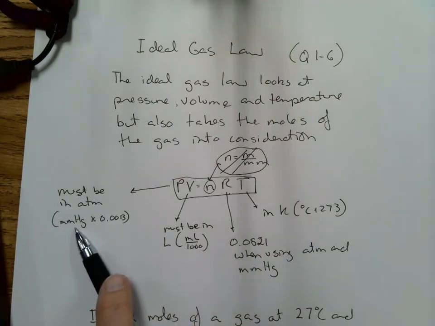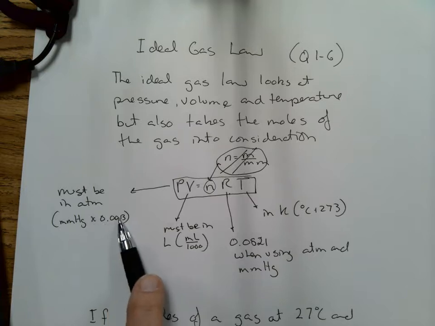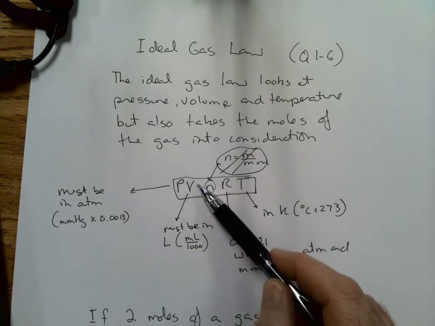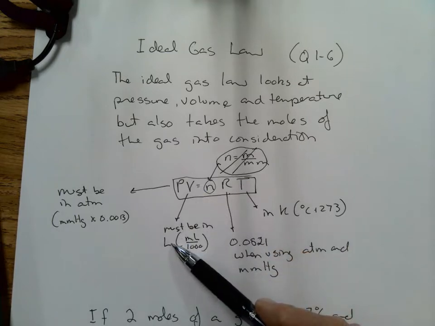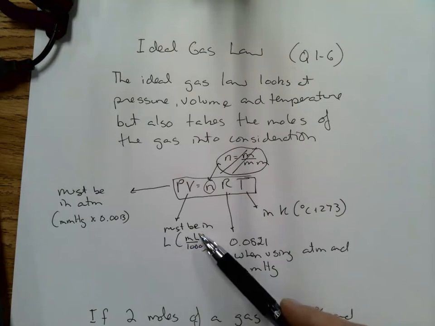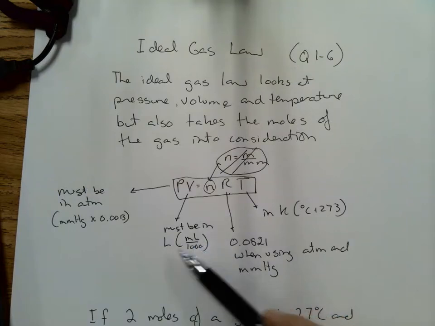If it's given to you in millimeters of mercury, you must multiply it by 0.13 to get it into ATMs. Volume. Volume must be in liters for this formula to work. So if it's in milliliters, you're going to divide it by 1,000 to get it into liters.